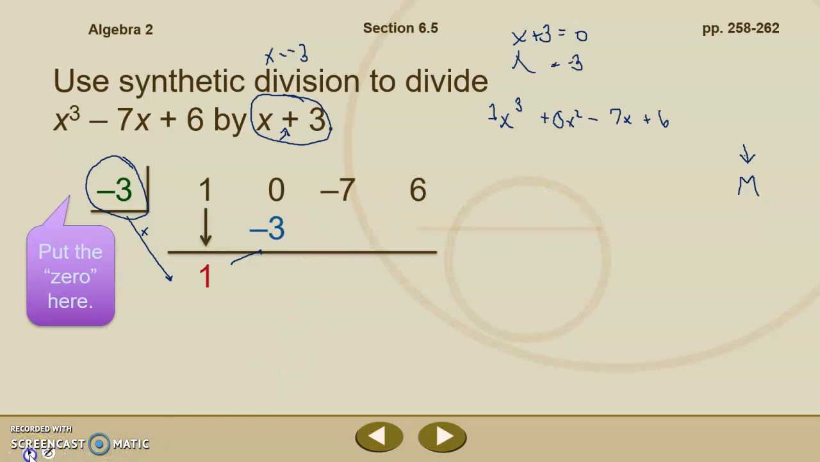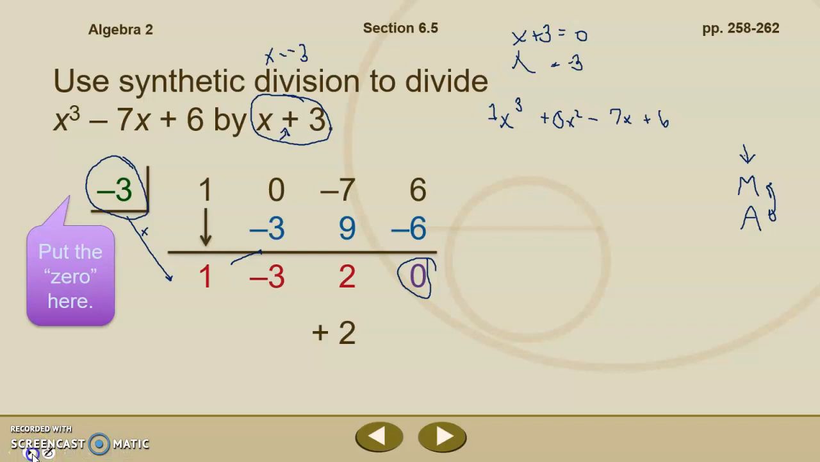We will then, instead of subtracting, add. So 0 plus negative 3 is negative 3. And we repeat the process. Negative 3 times negative 3 is positive 9. And we just keep multiplying and adding, multiplying and adding. Negative 7 plus 9 is 2. Negative 3 times 2 is negative 6. And 6 plus negative 6 is 0. So our remainder is 0.